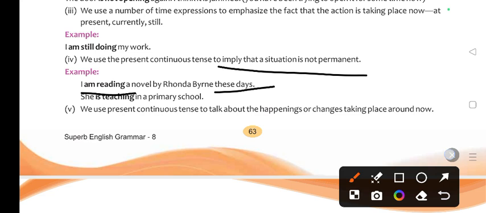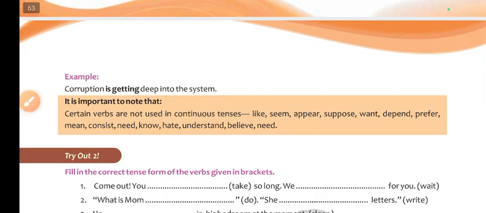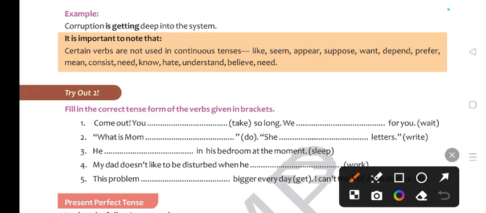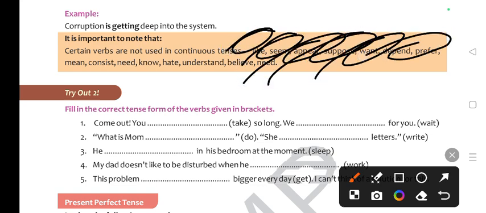She is teaching in a primary school. Maybe in the future she will be teaching somewhere else. Corruption is getting deep into the system. It is important to note that certain verbs are not used, as I have already told you, like the words like, seem, appear, suppose, want, depend, prefer, consist, need, know, hate, understand, believe.